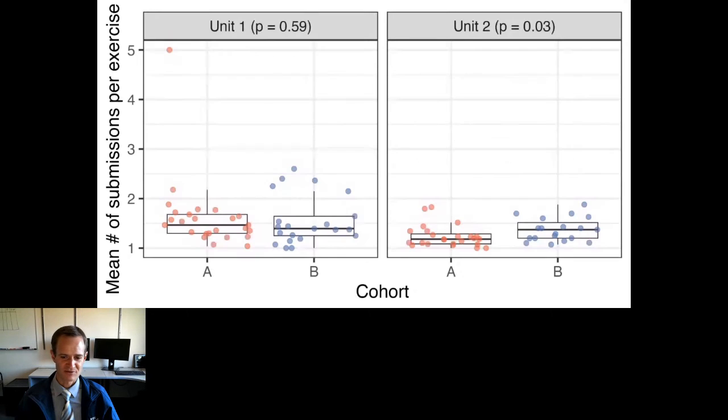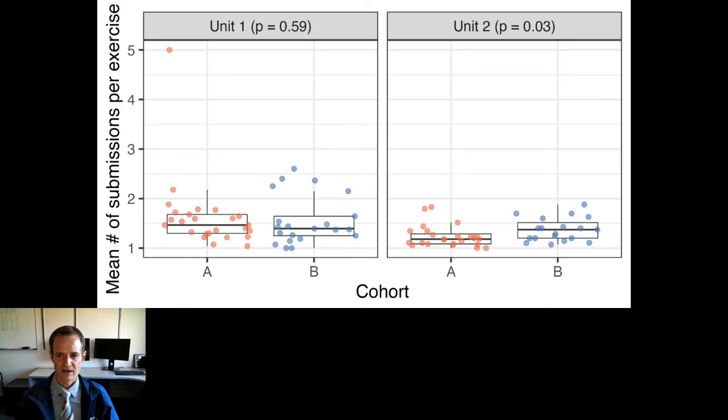Okay, now for some actual data here. This was a bit surprising to me, this and some of the other results that I'm going to share. On the y-axis, it's showing the mean number of submissions per exercise. You can see the A and B cohorts on the left and right, with Unit 1 on the left panel and Unit 2 on the right panel. On Unit 1, the A group had access to the virtual assistant and the B group did not. There wasn't a significant difference in how many submissions they made, whereas for the second unit, where Group B did have access to it, they actually made more submissions than Group A.